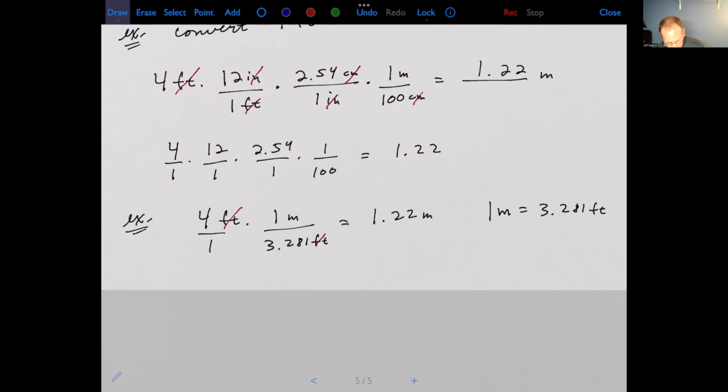So sometimes you can use multiple conversion factors like we did here. Other times, if you know a direct relationship between the 2 units, between feet and meters in this case, you could use 1 conversion factor. It's really up to you how you want to do this. Okay, here's another example.